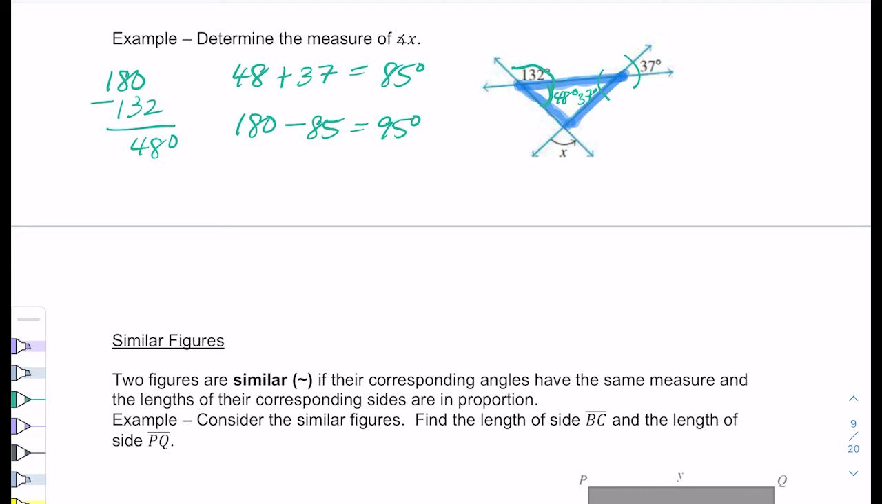Since I don't have a lot of room in there, I'm going to put the 95 right here. And I'm going to fill in what we found with the other ones. So that one was 48 because 48 plus 132 is 180. And then this is 37 because it's vertical. Okay, so now what's special about this angle and this one? They're also vertical, so they're equal. So x is also 95 degrees.